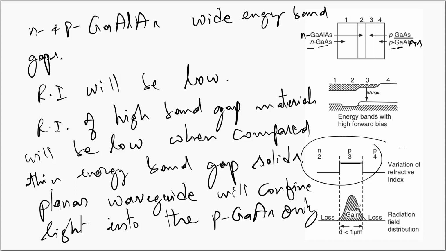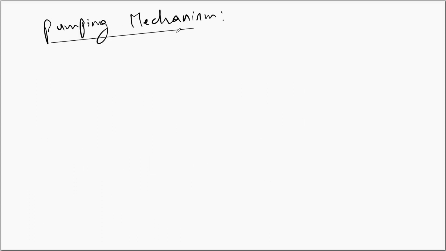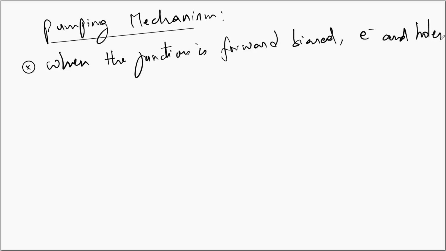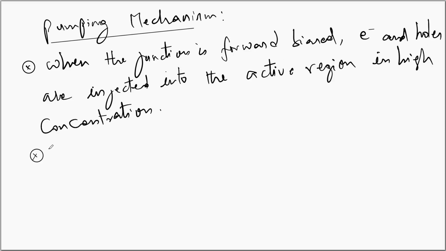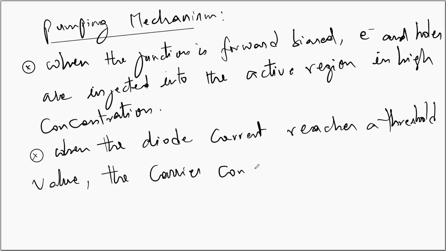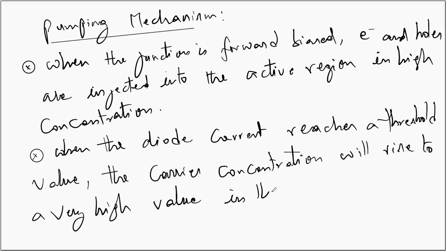Now we shall look at the pumping mechanism. When the junction is forward biased, electrons and holes are injected into the active region in high concentrations, as we have discussed in the case of the homojunction laser diode. When the diode current reaches a threshold value, the carrier concentration in the active region will rise to a very high value.